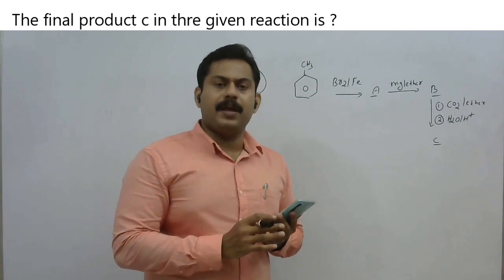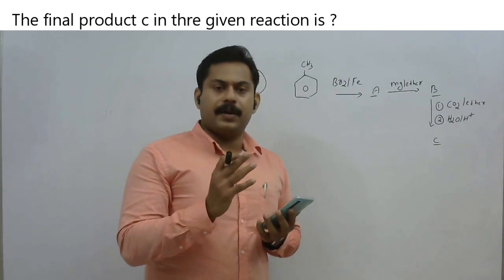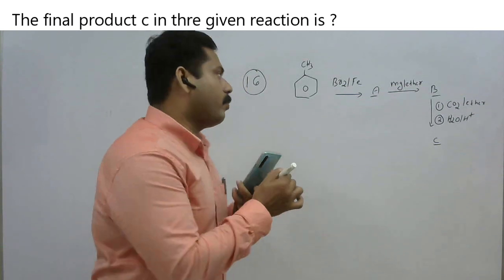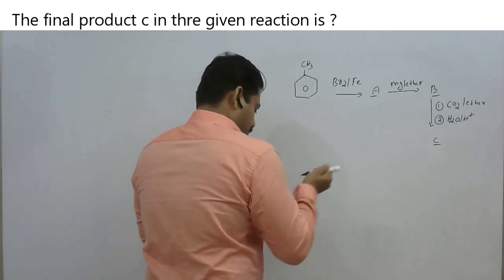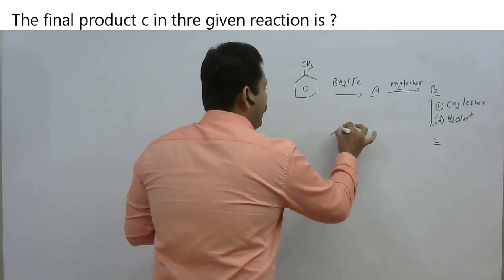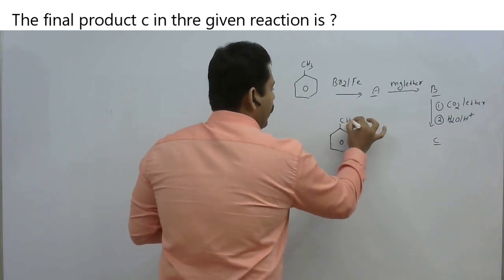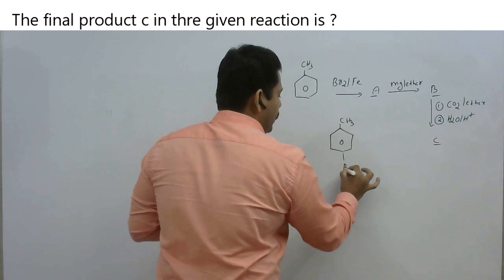So A will be ortho and para, but para will be major due to the less sterically hindered position, right? So what about the answer of A? A will be the one with CH3 here and the bromine coming here, right?